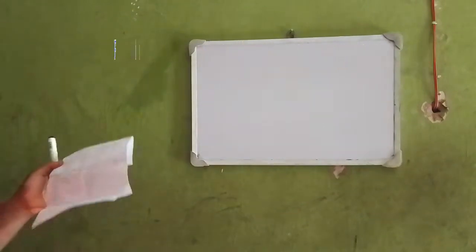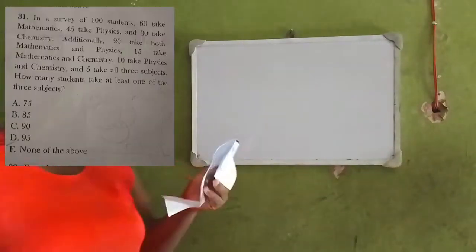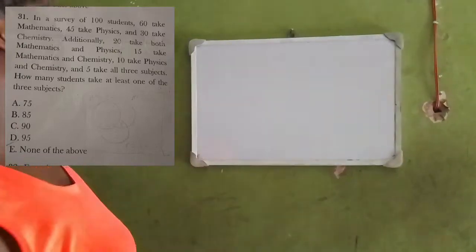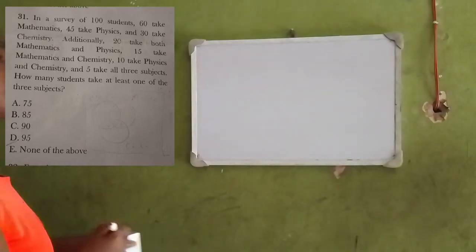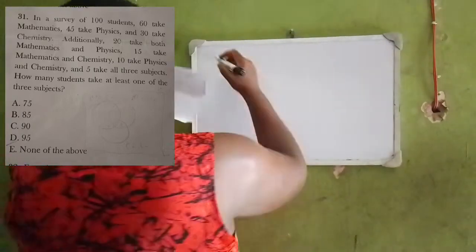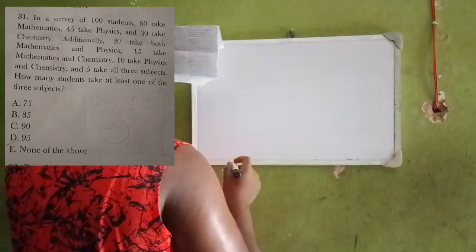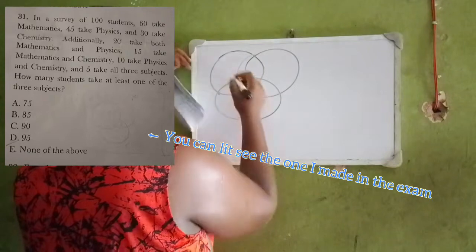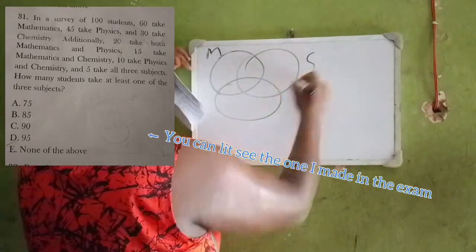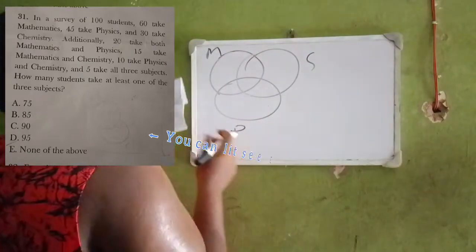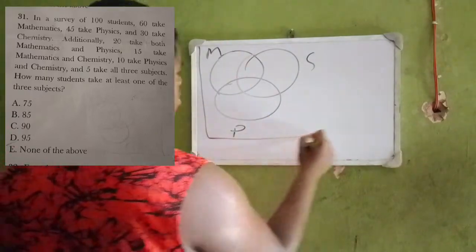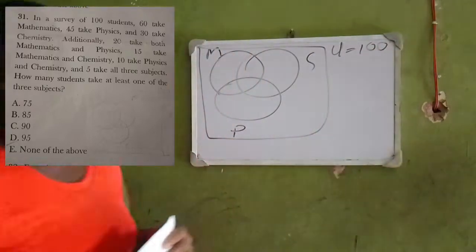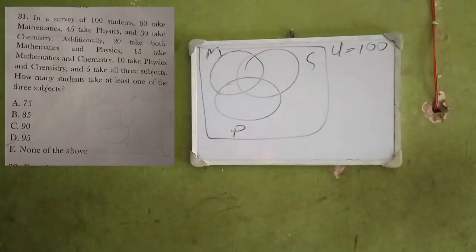Question 31 says, in a survey of 100 students, 60 take mathematics, and so on. What I normally do to answer this kind of question is draw the Venn diagram. The Venn diagram has to do with physics, chemistry, and maths, so you have to draw 3 circles. Let's call this one maths, this one chemistry, and this one physics. In a survey of 100 students, that is in this big square, the universal set is equal to 100.